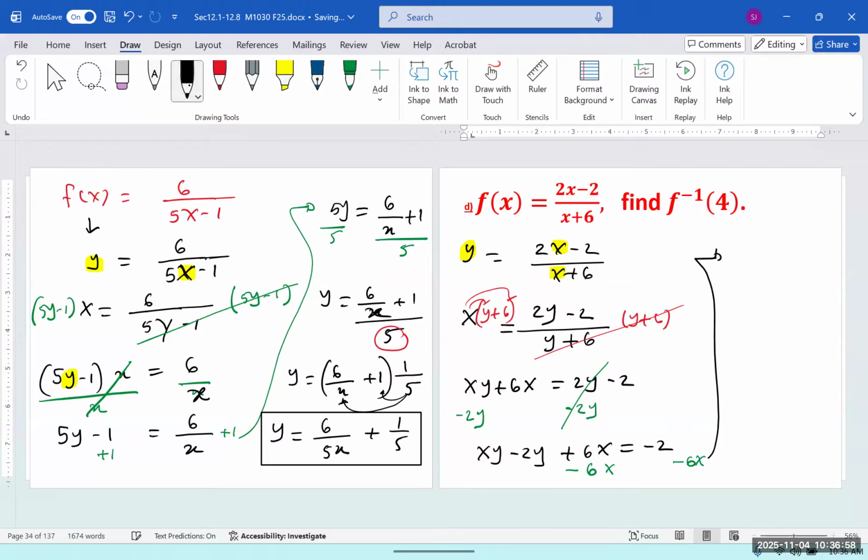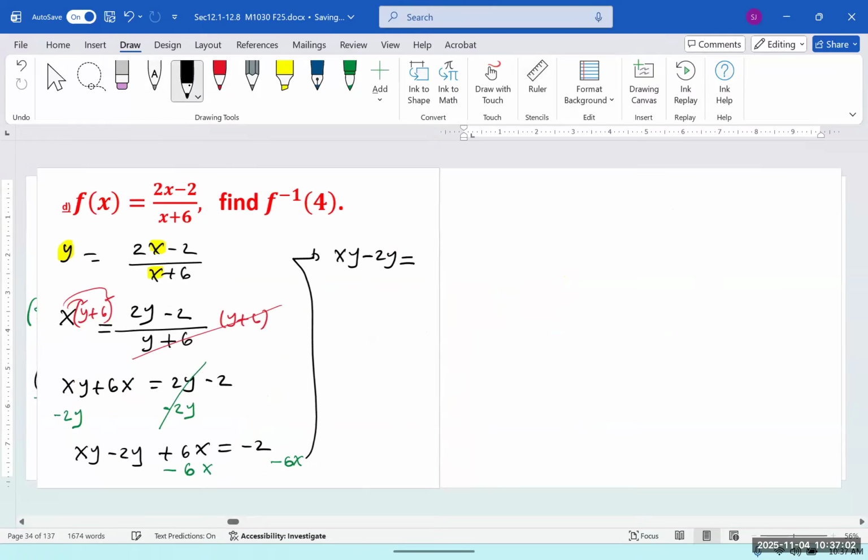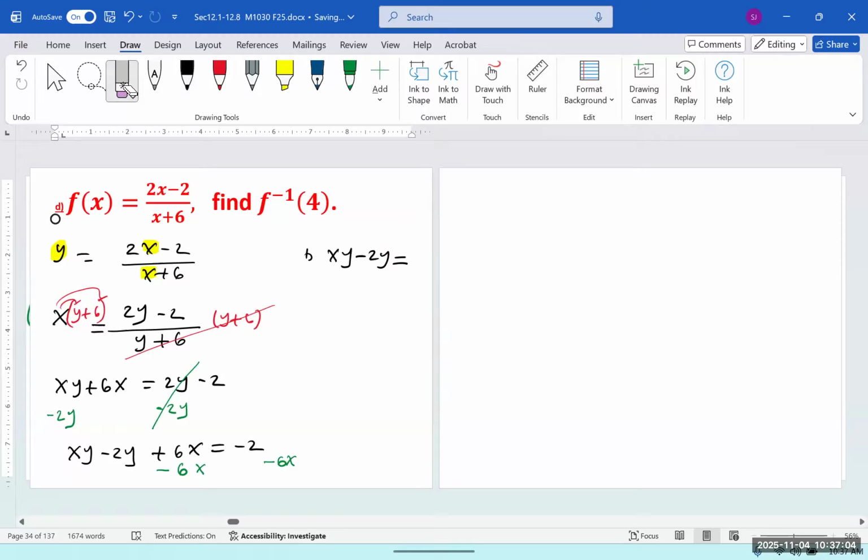So we get xy minus 2y equals, oh, I have space, so let me just do it on the other side. Xy minus 2y equals negative 6x minus 2. And now you're at least happy we have y's together and everything else together. But how can you separate the y?